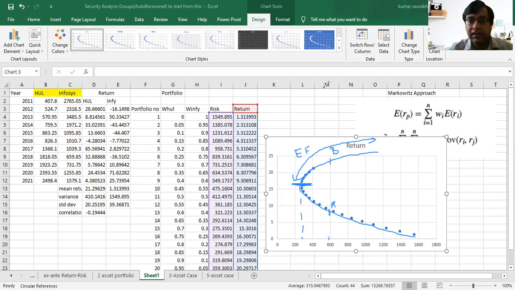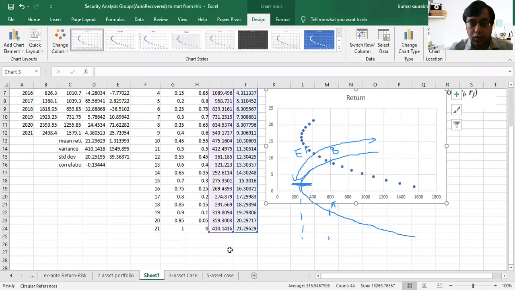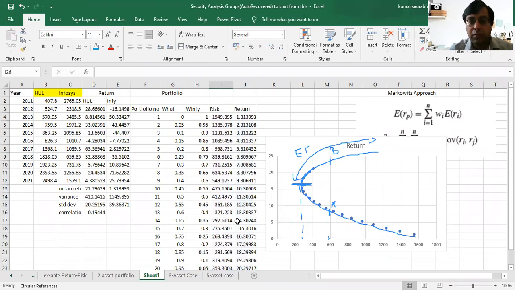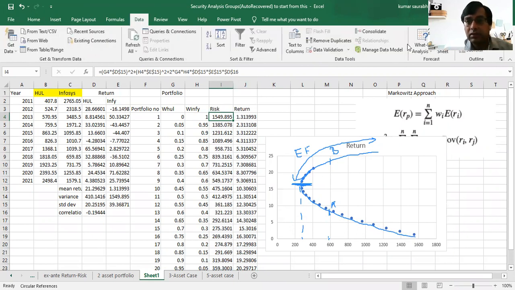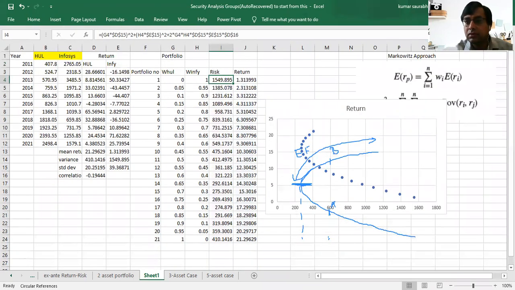Now, the next is we can determine a portfolio which is optimum in nature, that is the portfolio with minimum risk. For that, I'm just using Solver. I will go to the Data tab. Okay, that Solver thing I will explain in the next videos when we have more than two securities in my portfolio.